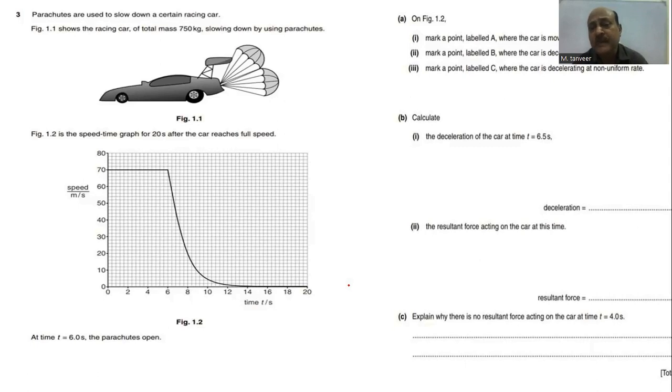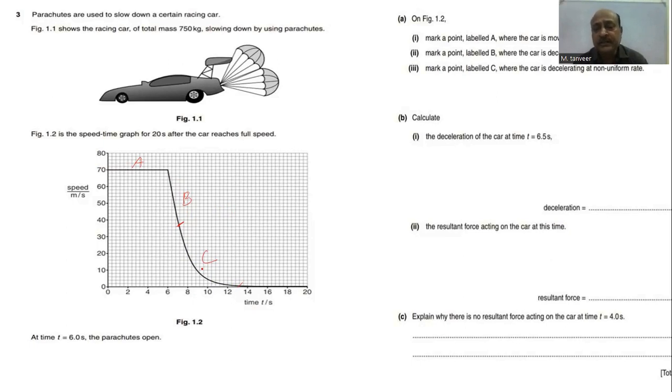Mark point A, where the car is moving with constant speed. This is the speed-time graph. Which part shows the constant speed? This is the constant part. It is parallel to the time axis. Speed is not changing. Mark point B, where the car is decelerating at a constant rate. This is the decrease at a constant rate. This point is B. Mark a point C, where the car is decelerating non-uniformly. This is the non-uniform motion. This portion is C.